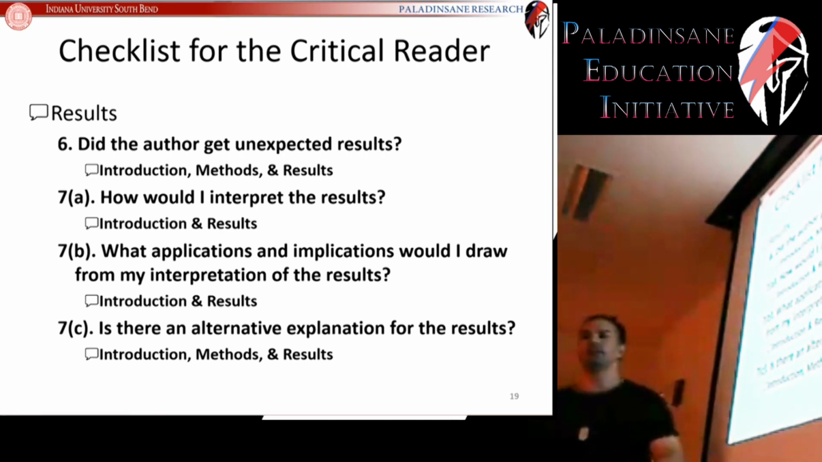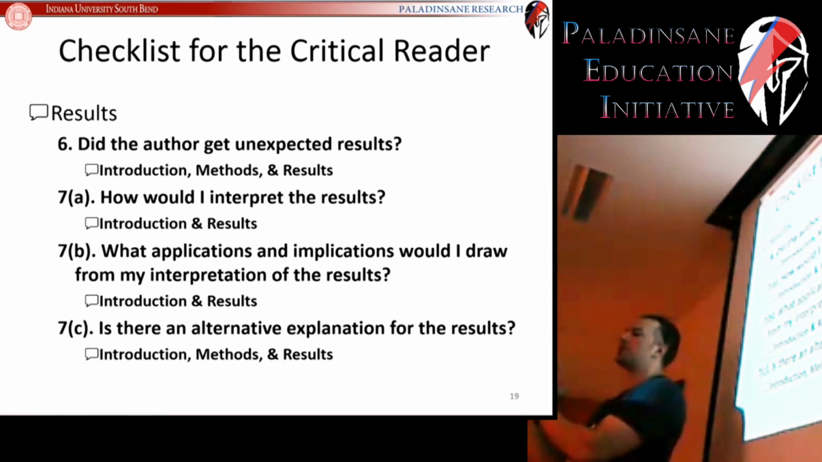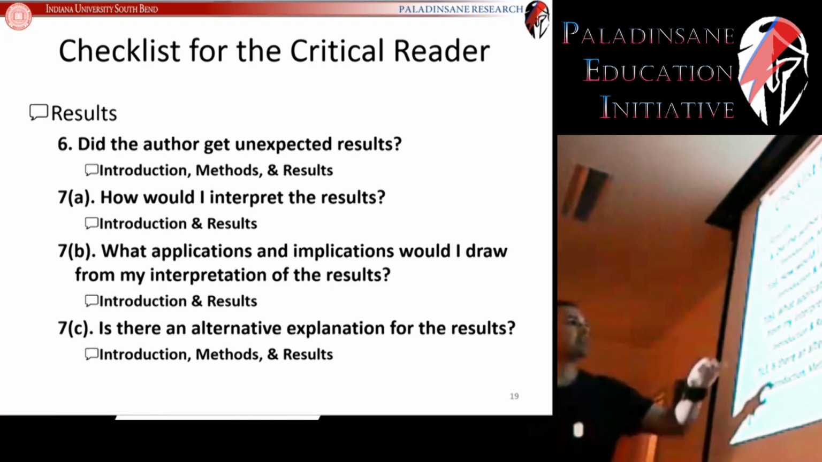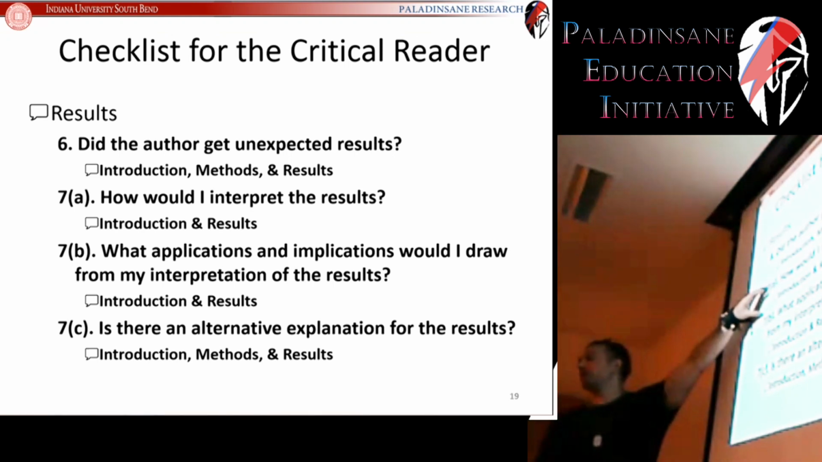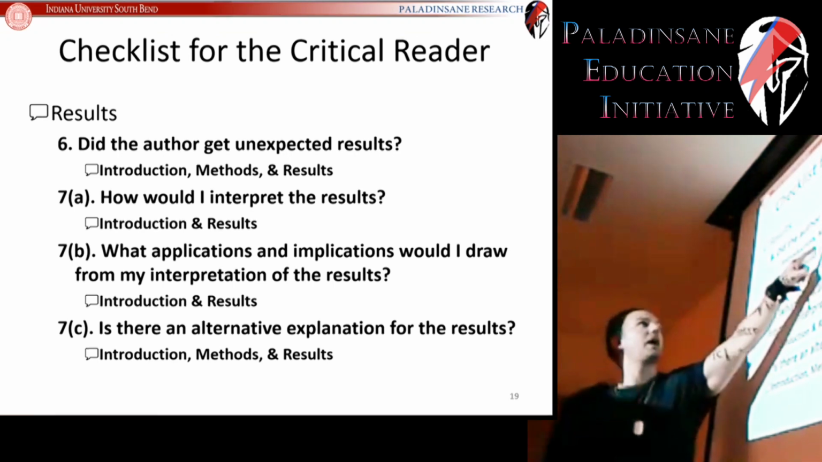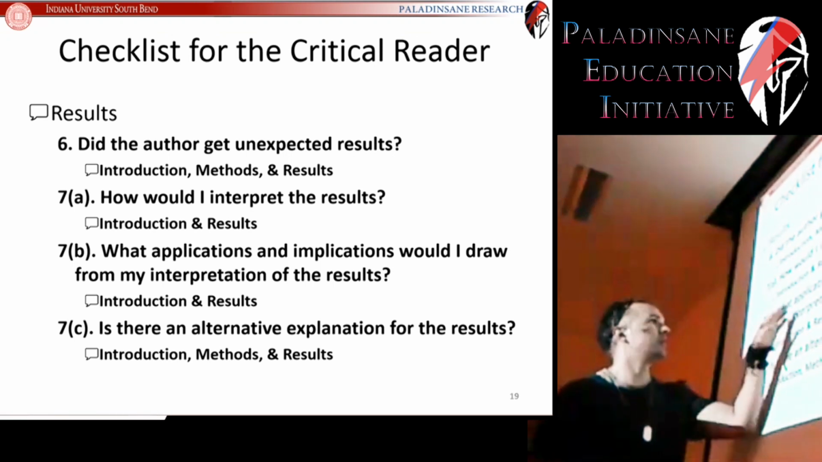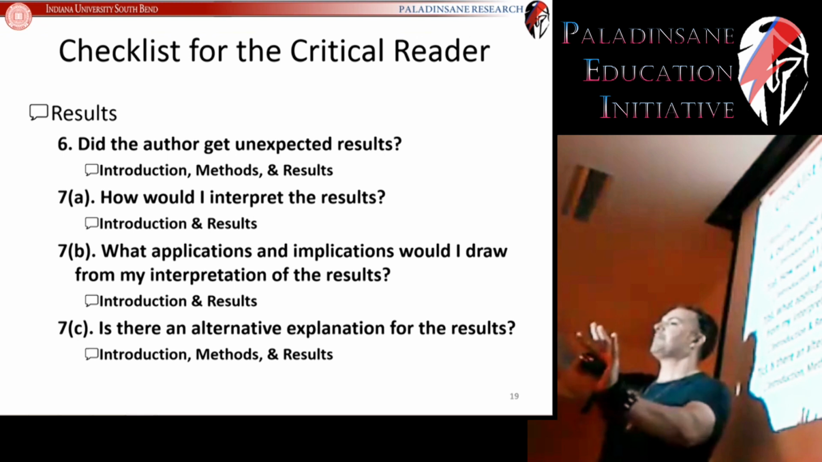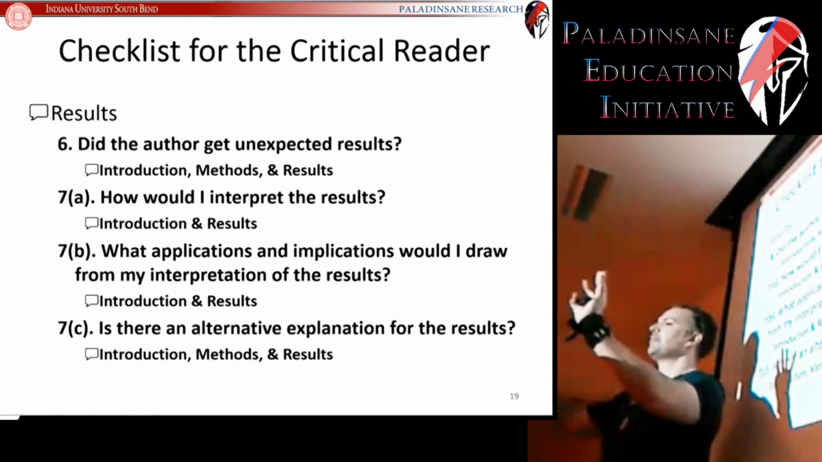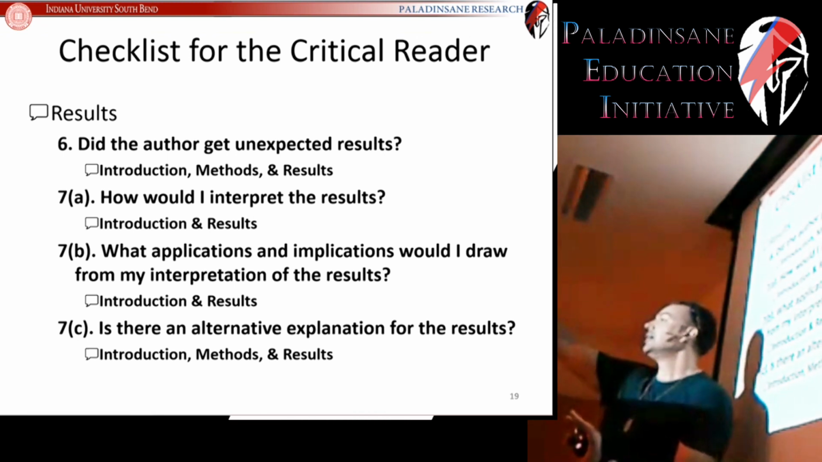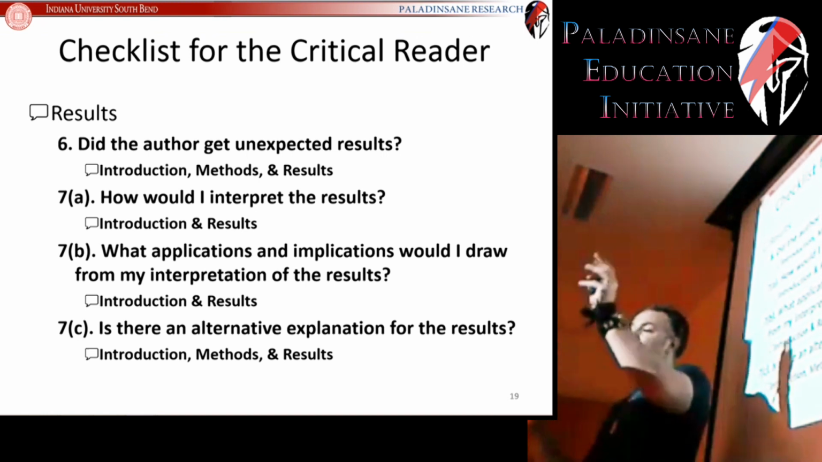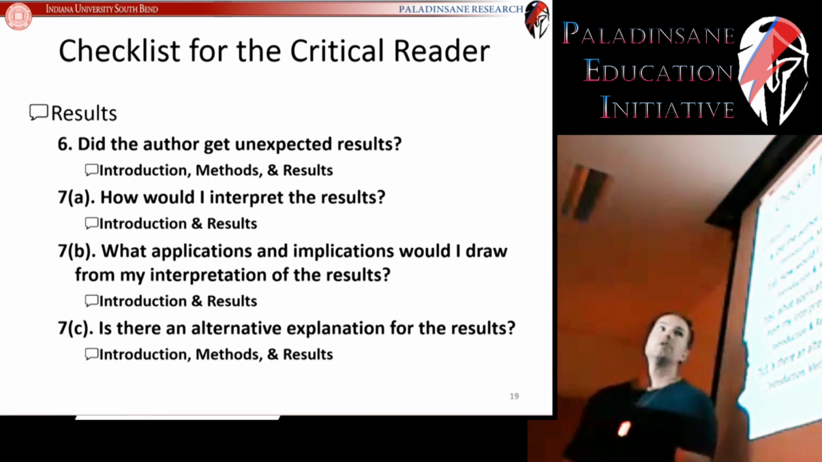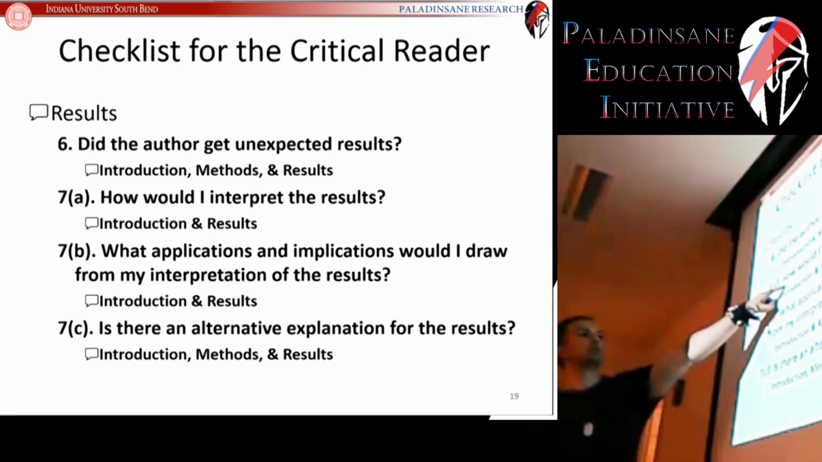So 6 is, do the numbers that they report match up with the numbers that you predicted? 7 is, what do those numbers mean? So how would I interpret the results? So this group is higher than this group. What does that mean? These two groups are the same. What does that mean? Does it support the theories in the introduction? Does it refute the theories? Does it partially support? What do these results mean? You try to interpret the results first.